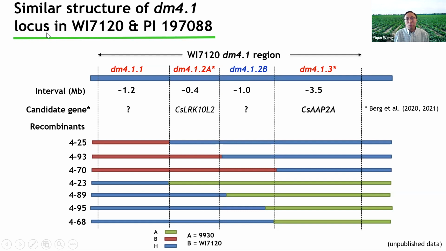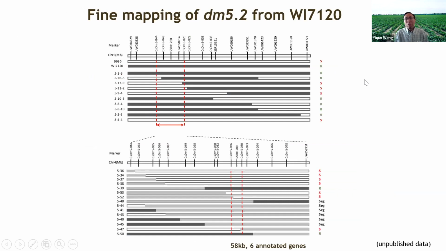This is probably reasonable because 7120 was originally from Pakistan and 71088 from India, which are geographically not very far away, so it could be reasonably speculated that they have the same origin. And for 5.2, we use the same strategy. At this time, we narrowed it down to 50 KB. I don't think we have anything wrong here.